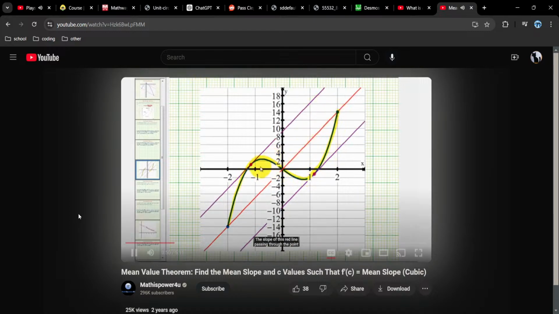The slope of this red line... Okay, so if you have a closed interval, so if that exists, so f of b minus f of a equals the first derivative of c times b minus a. So that tells you something. Then it gives you a proof.